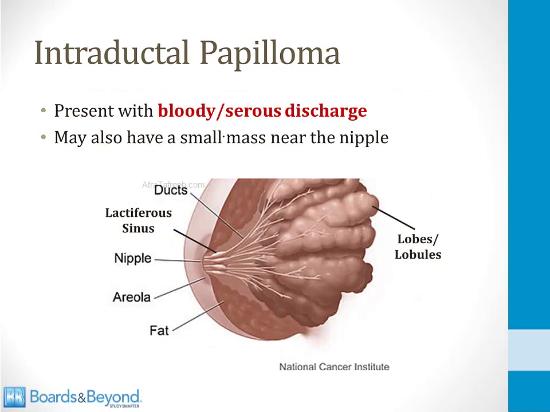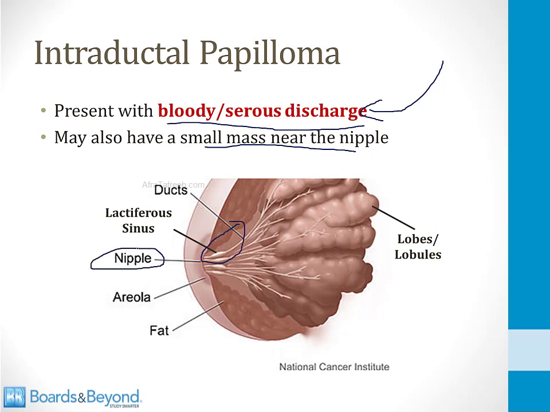This type of breast lesion often presents with bloody serous discharge, and this is high yield to remember for Step 1. In addition, there may be a small mass near the nipple. Remember, the papilloma, the growth of epithelial cells, is occurring in the ducts and the sinuses, which are just below the nipple. Therefore, there's often some blood and some fluid that leaks out of the nipple, and there's also often a mass that you can palpate right below the nipple.